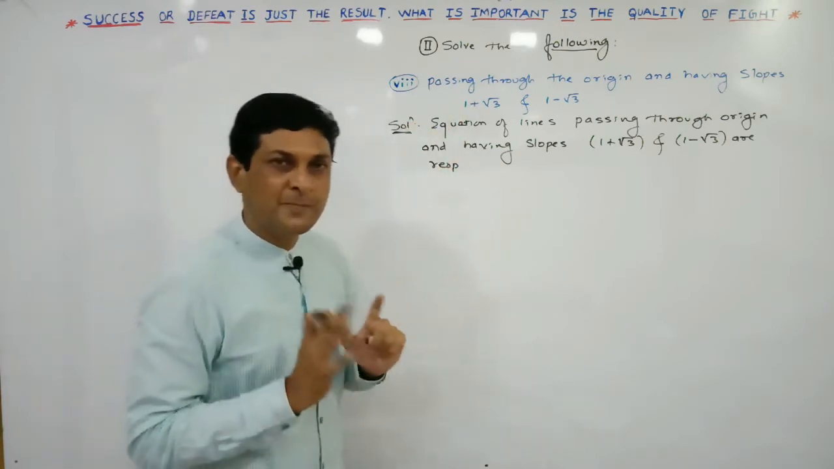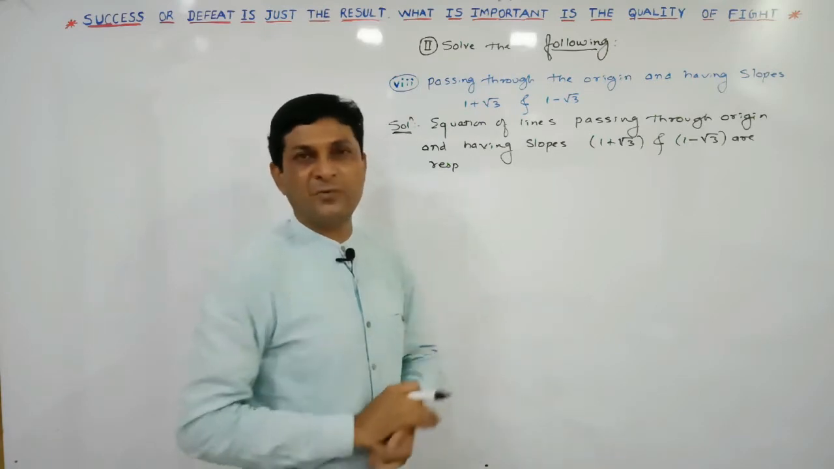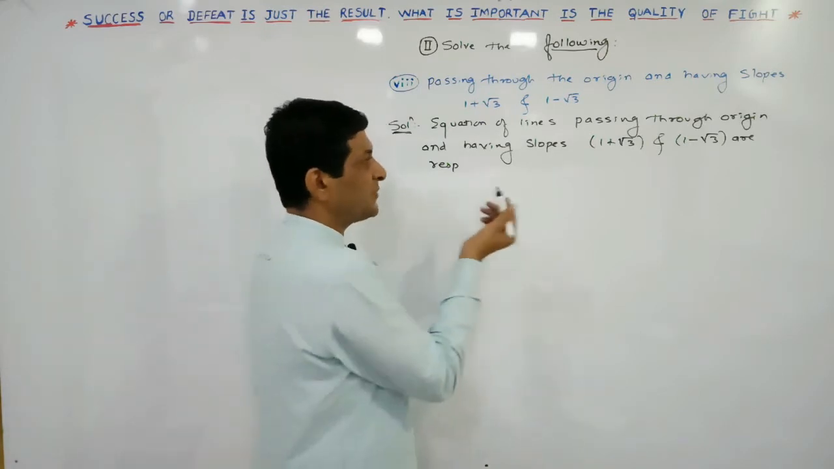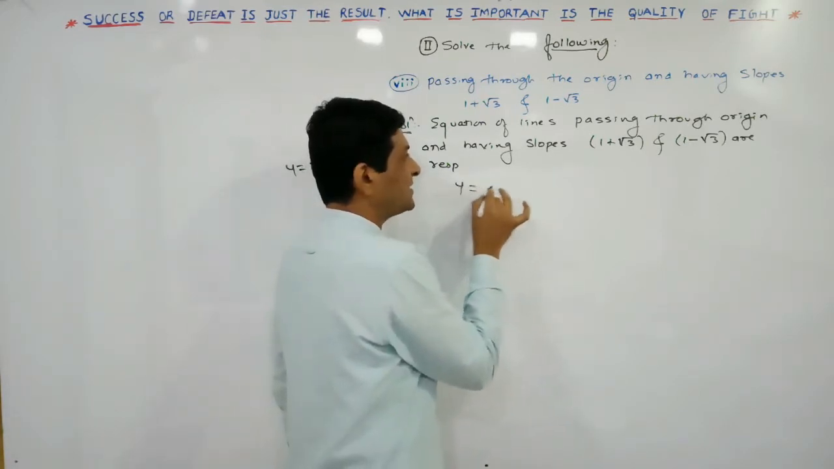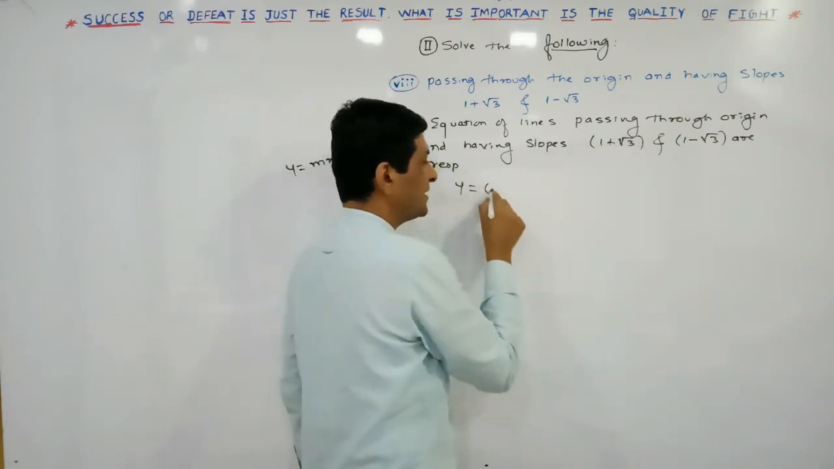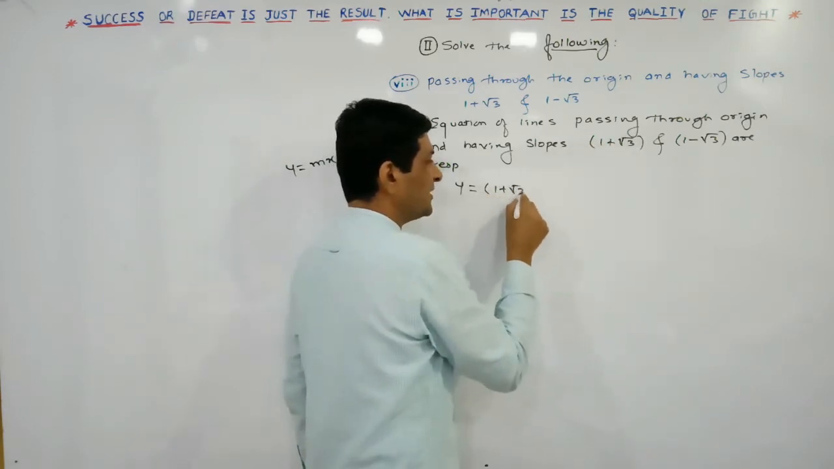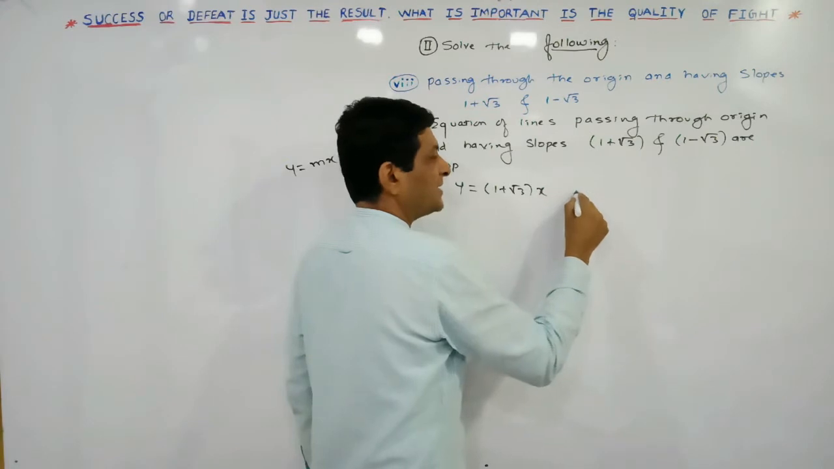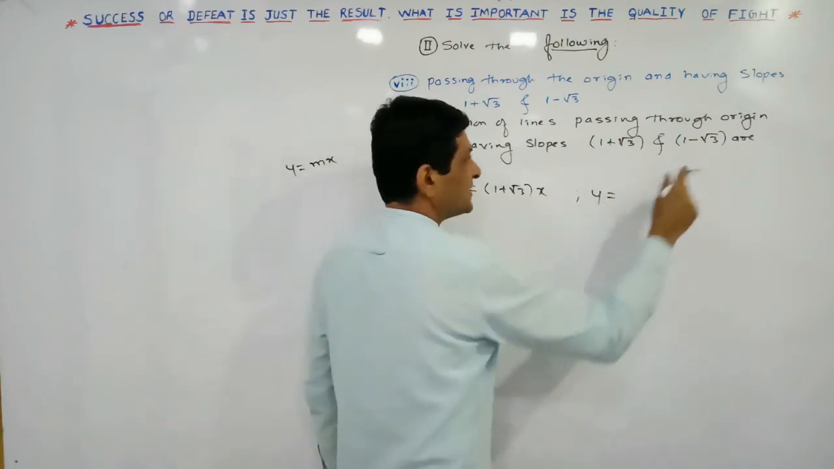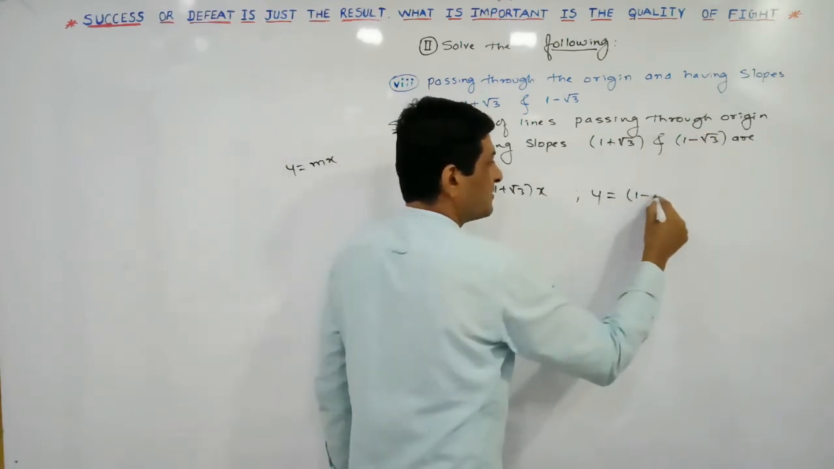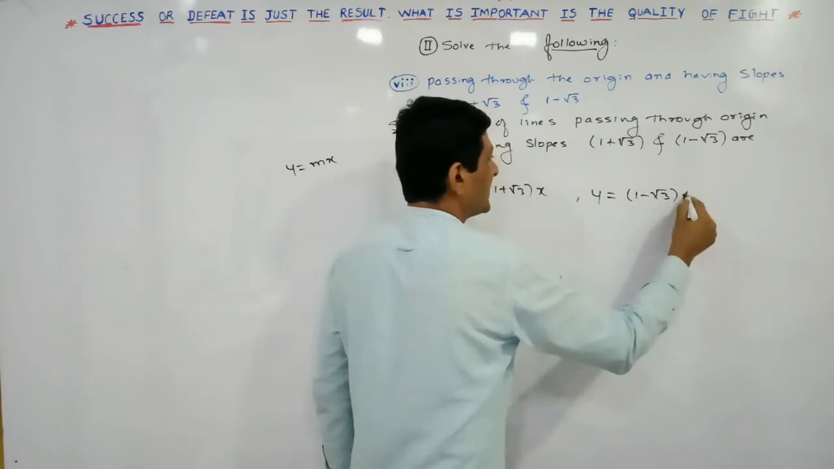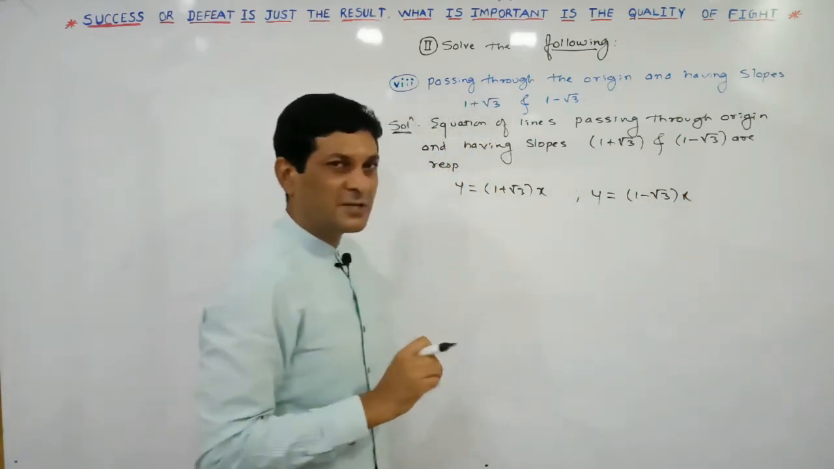Applying this formula, first let us find the equation of both lines. So the equation of the first line is y is equal to m x. What is m here? (1 plus root 3) into x. And the equation of the second line is y is equal to mx. What is m here? (1 minus root 3) into x. Equations of both the lines are known to us.